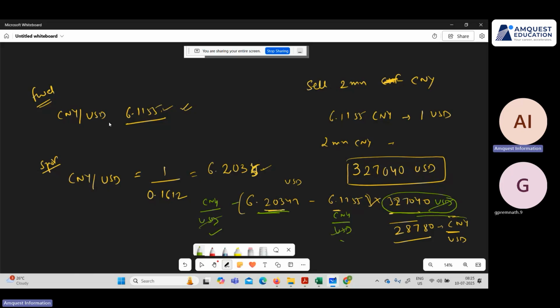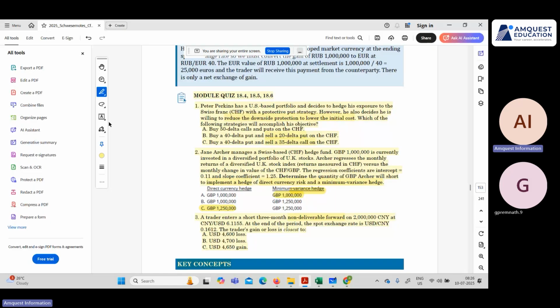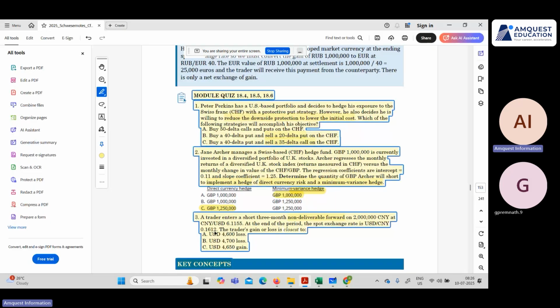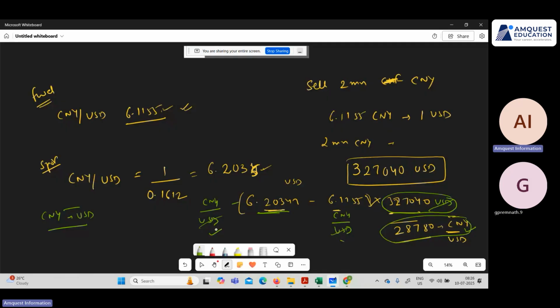So what you get is the CNY. And if you get this in CNY, the only job left is to convert your CNY to USD at the spot rate which is available. What is the spot rate available? It is 0.1612, multiplied with that. So basically, 28,780 multiplied by 0.1612. That is the USD, and it's a gain.